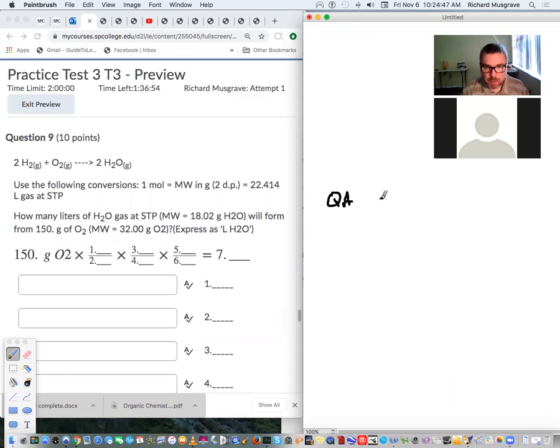I like to use this modified flowchart, and this is what I went through last week in the Zoom session. So if you want more information on this, I recommend you watch my Zoom session from last Friday, which is in the Zoom sessions folder, of course. So the A here can be grams or liters of gas at STP. And B is grams or liters of gas at STP as well.